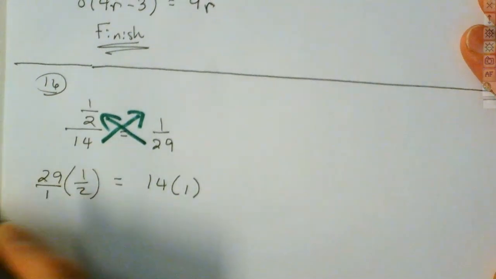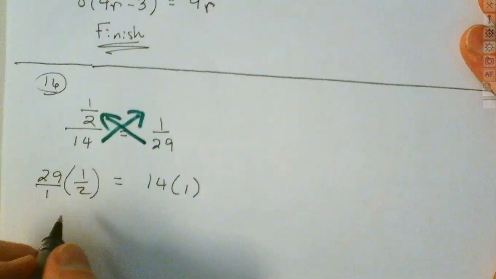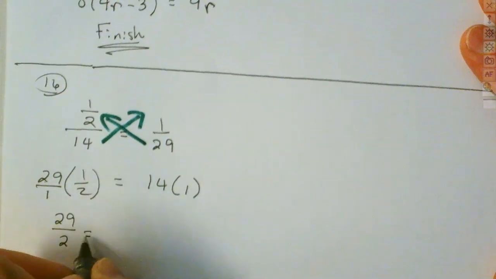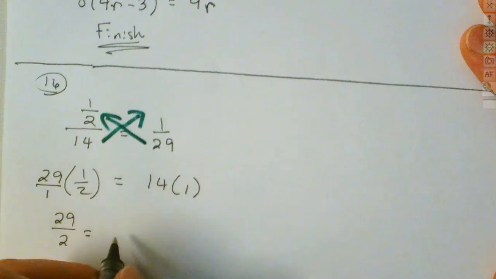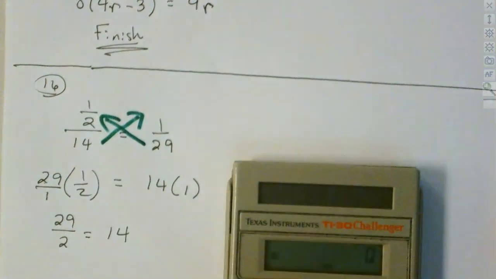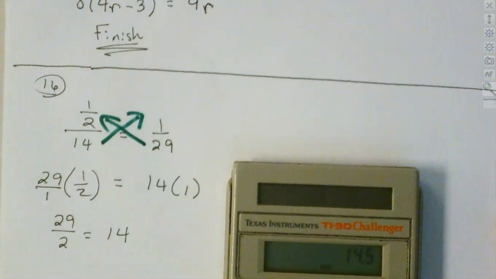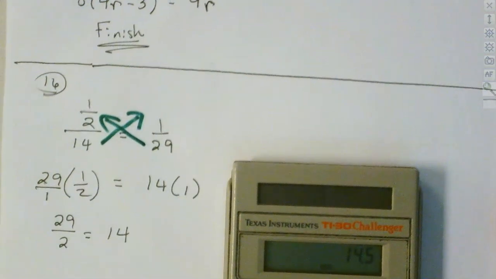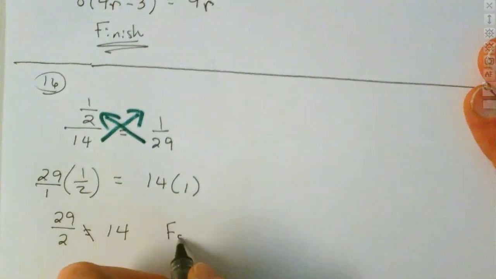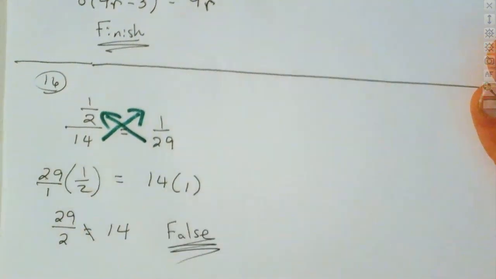Well, 29 is 29 over 1. So 29 times 1 is 29. 1 times 2 is 2. What about the other side? That's 14. Okay, does 29 over 2 equal 14? No, because 29 divided by 2 is what? 14.5, right? Does it equal 14? No. So this would then be false.